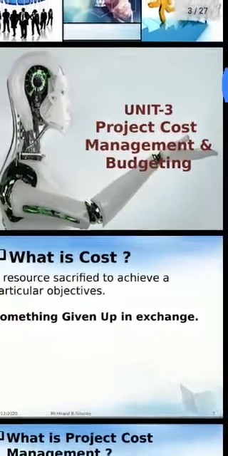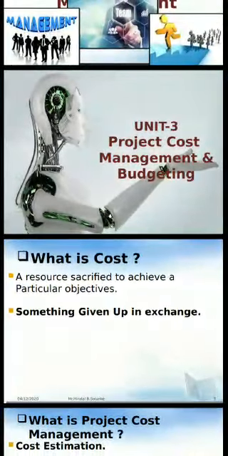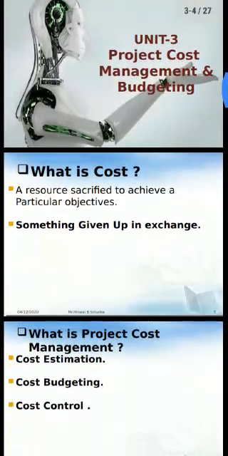First of all, here we are going to discuss what is cost. A cost is nothing but a resource which is to be sacrificed to achieve a particular objective. Next definition of a cost is something given up in an exchange. Here we will take the example of a buyer and seller. If the buyer wanted to buy a particular product from the seller, then the buyer has to pay some resource to the seller in exchange.